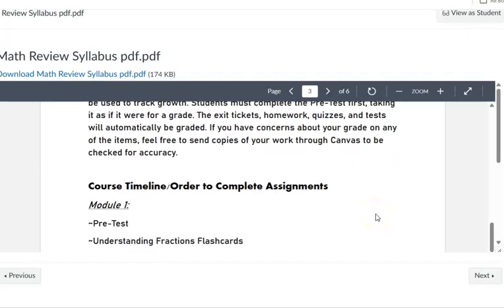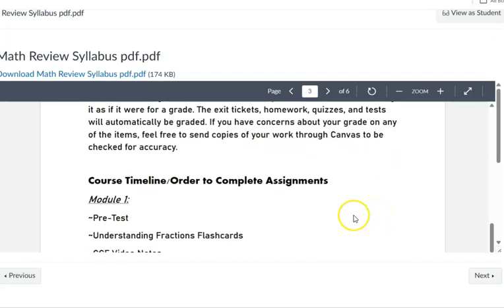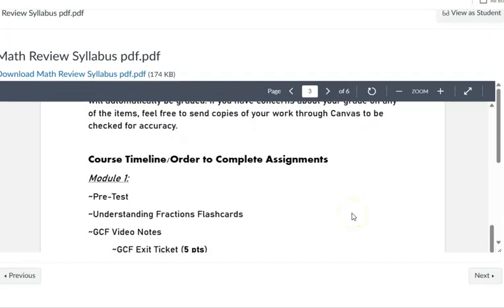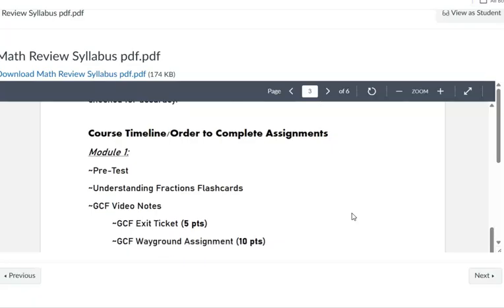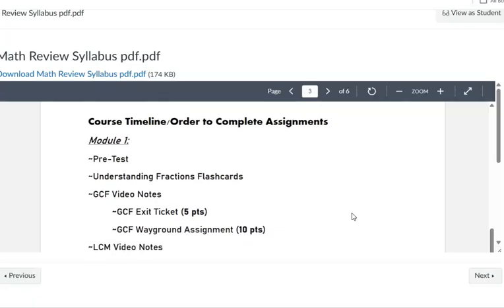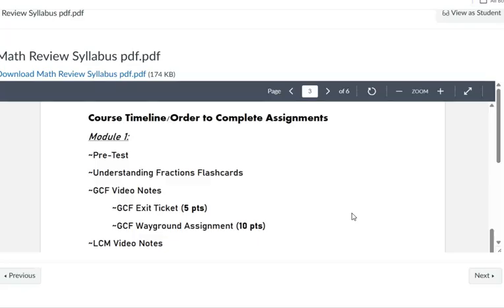Finally, the syllabus has the course timeline, or the order in which the students will complete assignments based on the modules. If this was a live course, the modules would open weekly so the students would not become overwhelmed with the material. Regardless of the week, however, the students would be able to see what topics would be covered next in the syllabus.